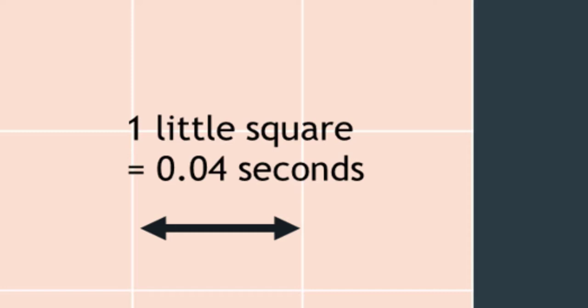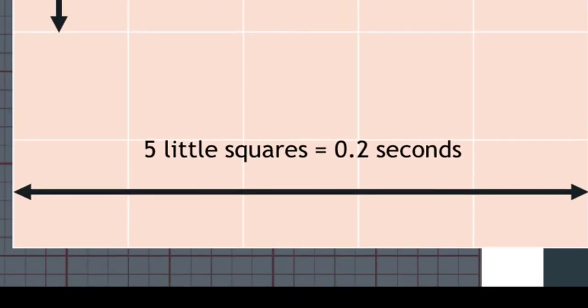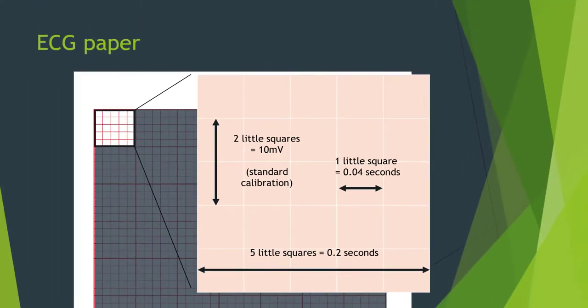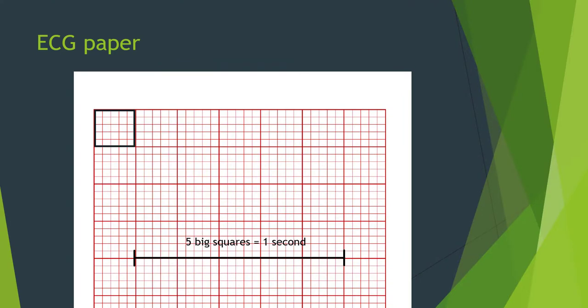So if a waveform is completed within one square, we'll say the duration of the waveform would be 0.04 of a second. And for 5 little squares, that makes up one big square, it's going to be a 0.2 second duration. And if we're sticking with information about the horizontal axis, 5 large boxes, each one of those is worth 0.2 of a second, is going to be the equivalent of 1 second. Now, rhythm analysis normally requires a 6-second strip, so we need 6 times 1 second. So it's going to be 30 large boxes that we need to have on the ECG paper if we're going to have a reliable interpretation.